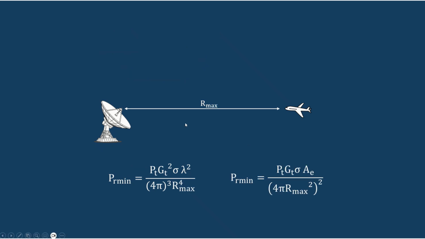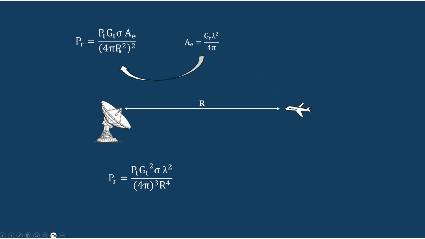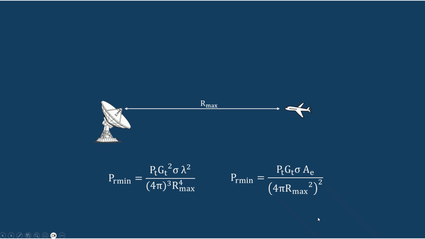Next, our purpose is to calculate the maximum range a radar can detect. If the radar is detecting at the maximum range, the received power at the antenna will be the minimum. So we can substitute the received power as PR min and the detection range as R maximum. This is just the substitution of R and PR with PR minimum and R maximum. So this forms the basis of our radar range equation, and our purpose is to calculate this R maximum.